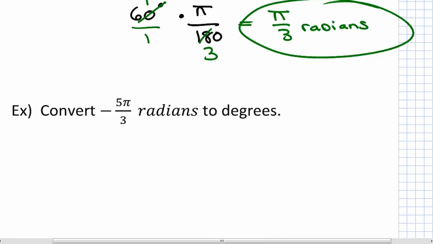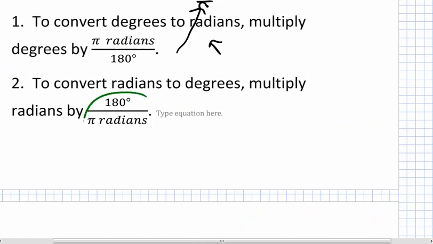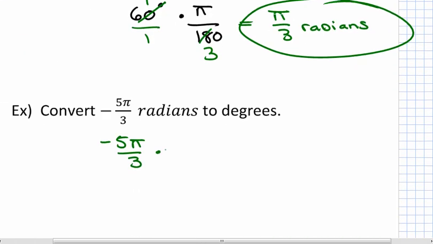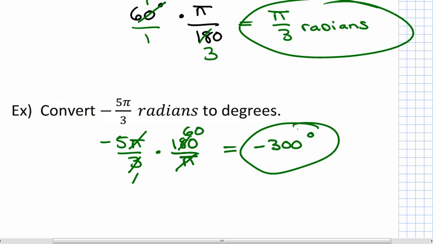Going the other way, negative 5 pi over 3 in radians, you want to find out how many degrees that is. Well, remember the rule to convert from radians to degrees is to multiply by 180 over pi. So I multiply it by 180 over pi. And notice the pi's cancel out. And how many times does 3 go into 180? You guessed it, 60. Negative 5 times 60 is negative 300 degrees. So negative 5 pi over 3 in radians is equal to a negative 300 degree angle.